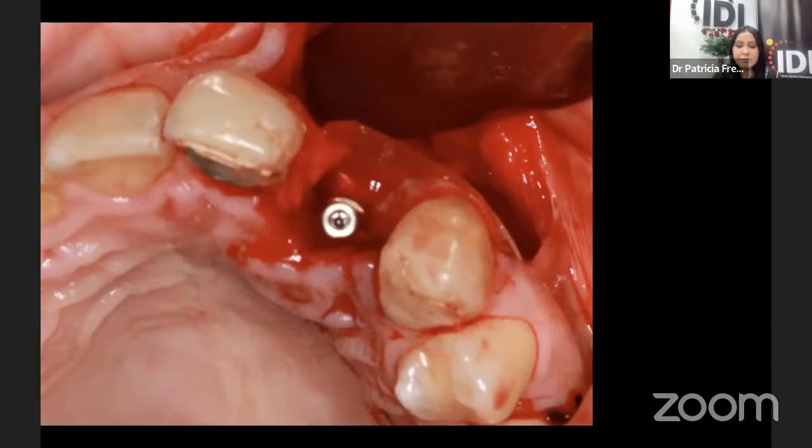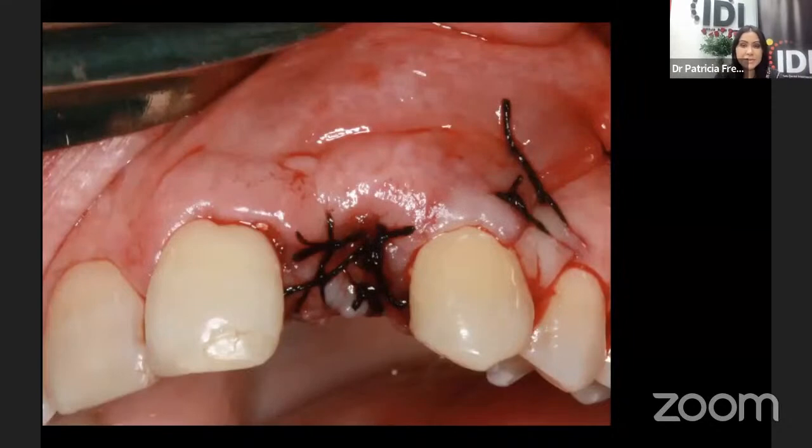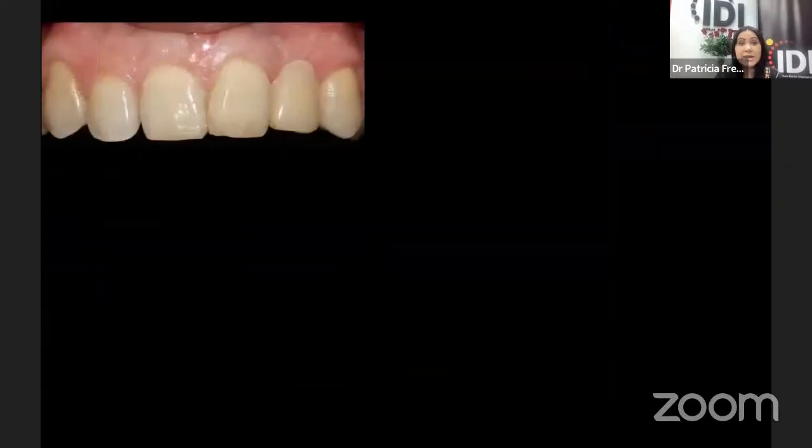The prosthetic screw will be emerging in the cingulum of my anterior crown. And you can see in front a membrane, right? So it is a membrane that stays for 45 days. And I'm going to use also some grafting material. So now I'm closing that area, and I'm going to wait 6 months to start working.